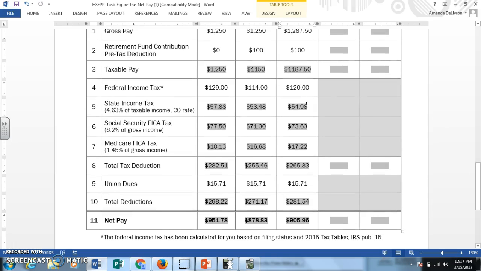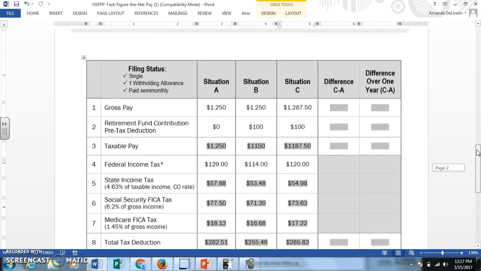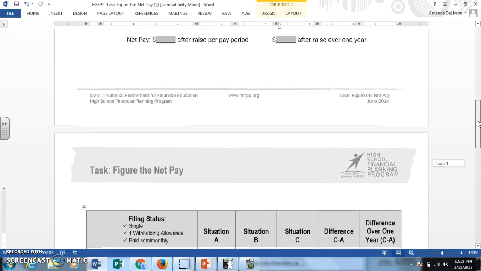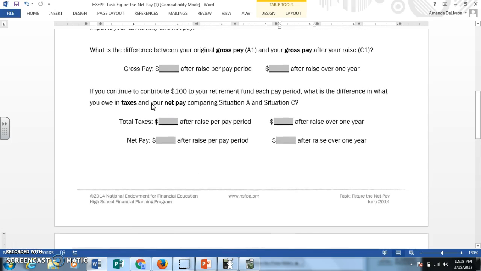With all the different numbers, you should have a total net pay of $905.96. There are a few things that they're asking you to do. They want the differences between C and A, option C and A, and the difference over 1 year of C and A. So to figure that out, we're going to come up to the top, and we're going to answer these questions.